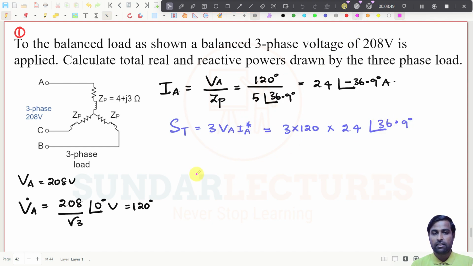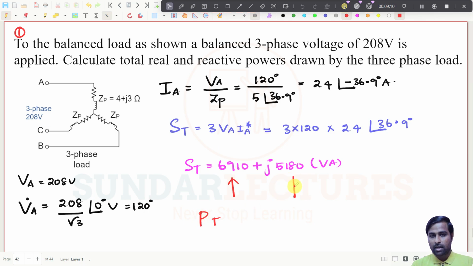So finally ST can be written as 6910 plus J5180 volt ampere. See, you just try to convert this into rectangular form. And what is this value? This is nothing but PT. And what is this value? This is nothing but QT, right? So PT is 6910 watts, and QT is 5180 VAR. Try to understand.